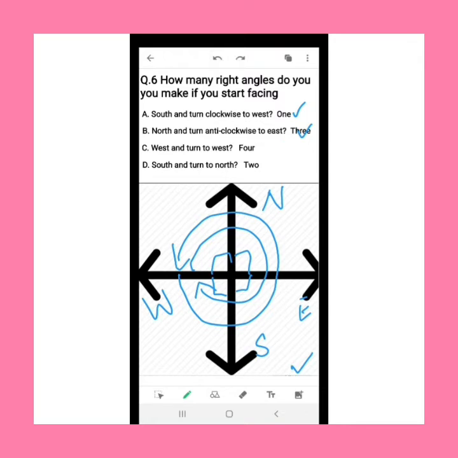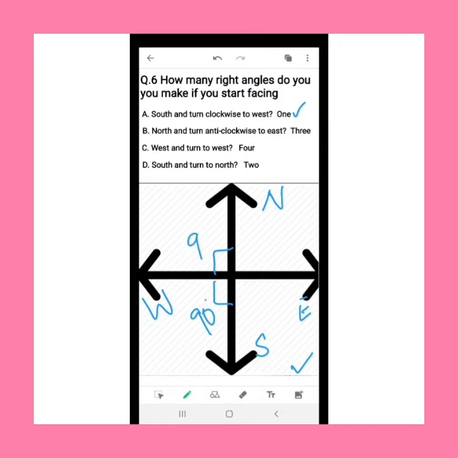Then next part is south and turn to north. Starting from south and turn to north. South to west is one right angle and west to north is another right angle. So as you can see here, this is the first 90 degree it is making and this is the second one. So it is making two right angles and then it is reaching up to the north direction.